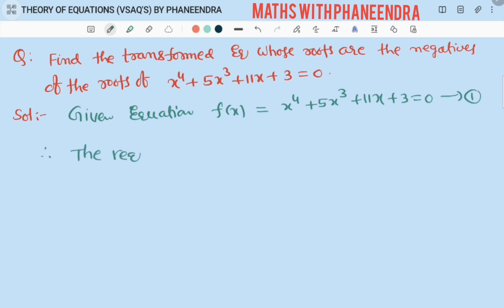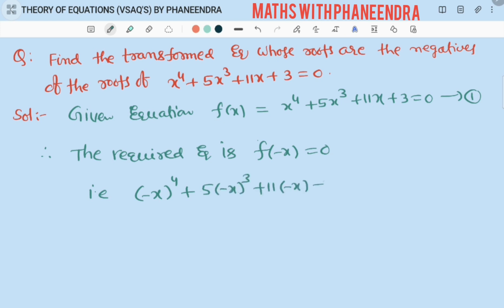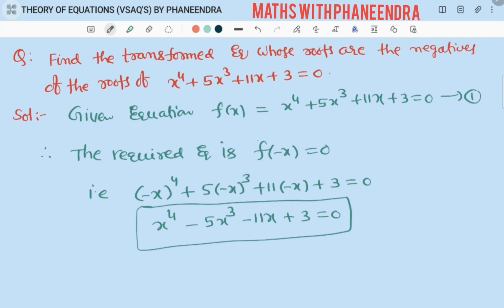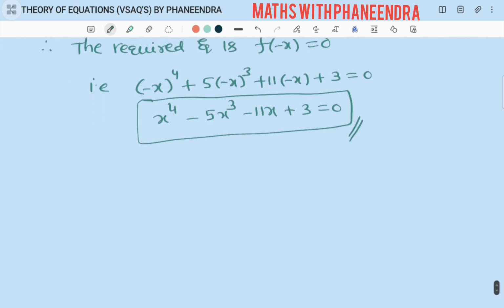Therefore, the required equation of 1 is simply f of minus x equal to 0. So in this equation 1, wherever x is there, you have to replace it with minus x. That is, minus x whole power 4 plus 5 into minus x whole cube plus 11 into minus x plus 3 equal to 0. So x power 4 minus 5x cube minus 11x plus 3 equal to 0. So that's the answer. This is about negatives of the polynomial or equation. We'll move to the next question.